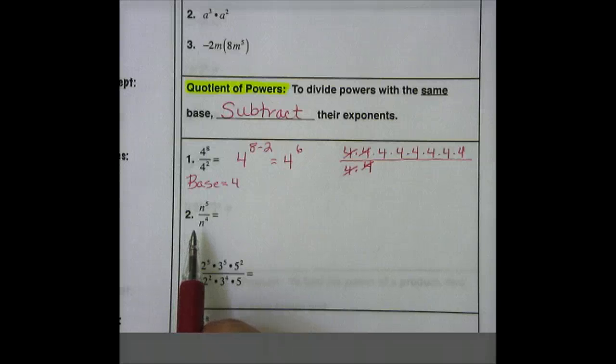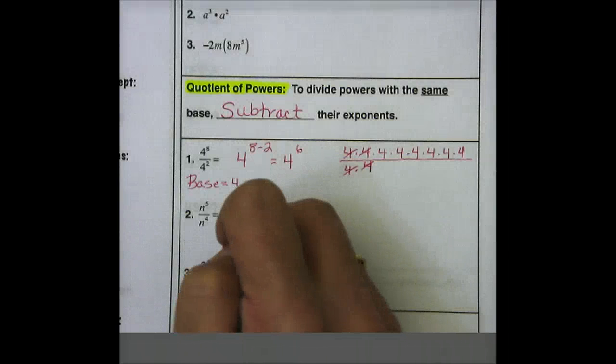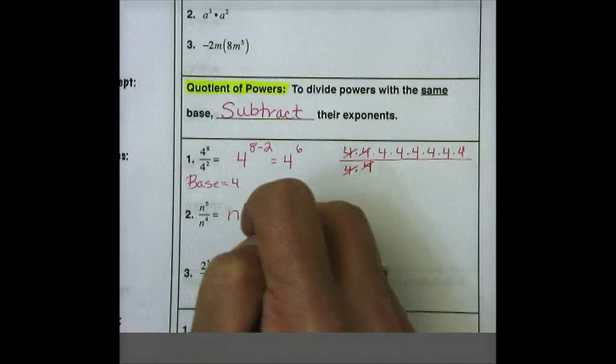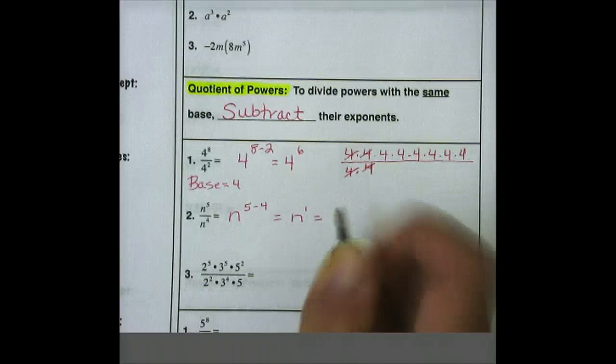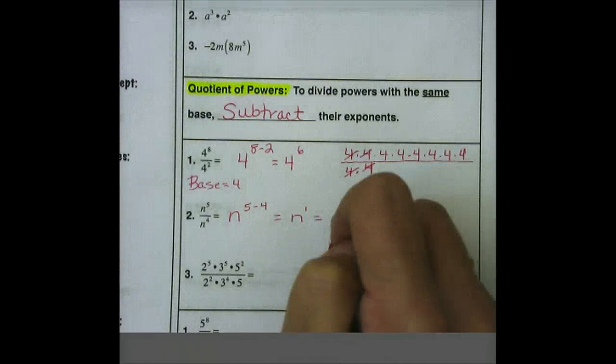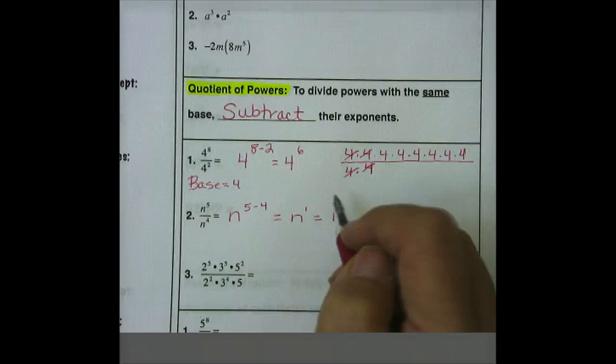Number 2, n to the 5th divided by n to the 4th is going to be n to the 5 minus 4, or n to the 1st. But remember that we don't need the 1, so our answer would actually just be n.